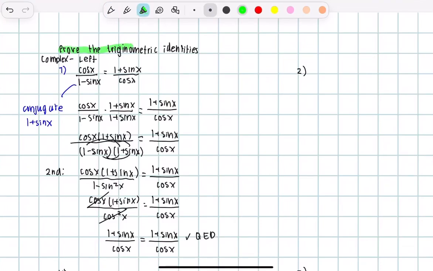Hi, so in this video, we're gonna be proving trigonometric identities. For these types of problems, the approach you want to take is you first want to identify one side as the more complex one, and one side as the simple side. And the simple side, you want to get the complex side to end up looking like the simple side.